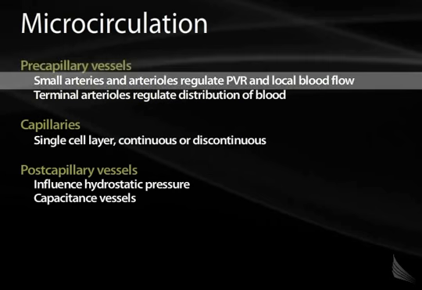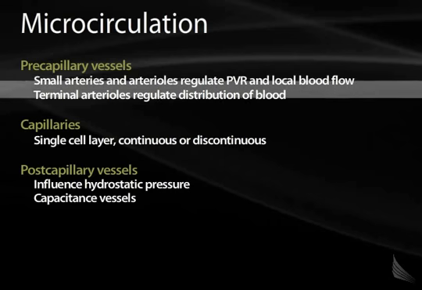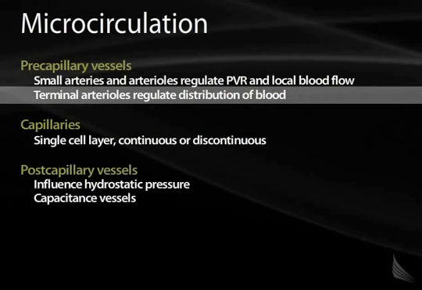Precapillary vessels are small arteries and arterioles. These precapillary vessels are responsible for regulating the peripheral vascular resistance, also known as the systemic vascular resistance. These vessels also regulate the local blood flow. The terminal arterioles are responsible for regulating blood distribution.